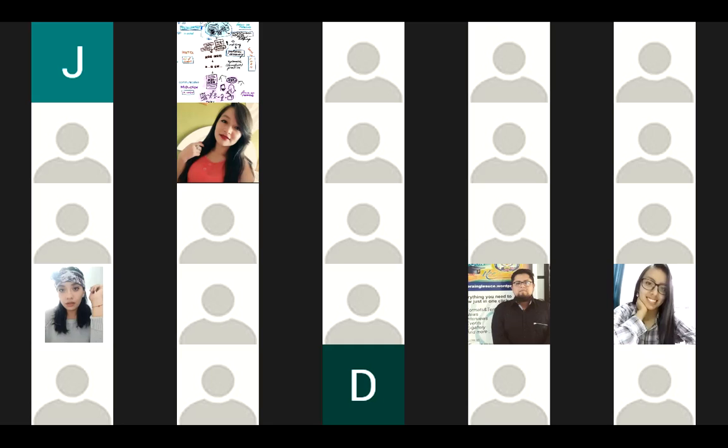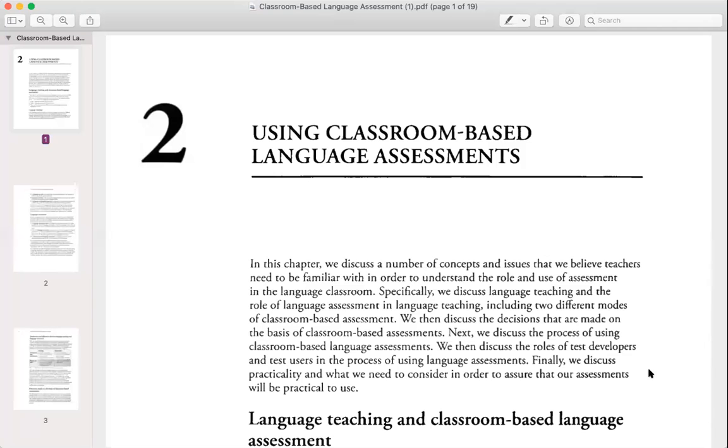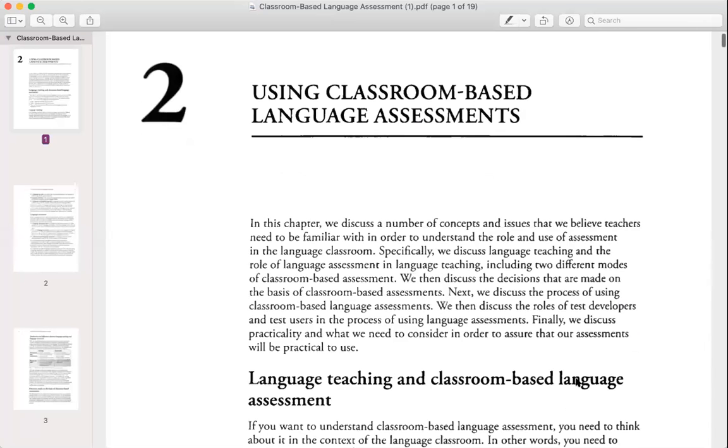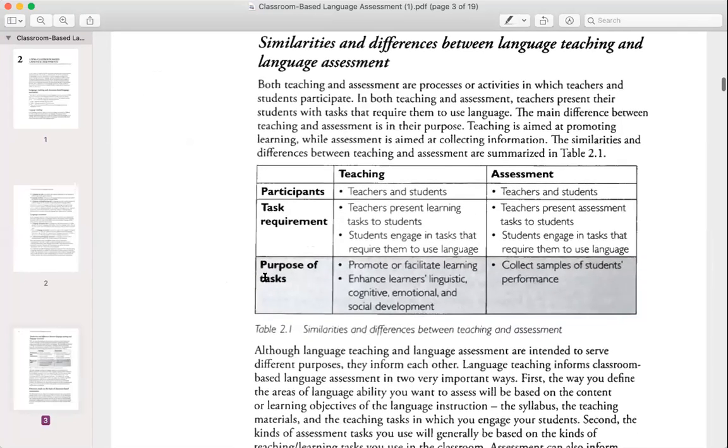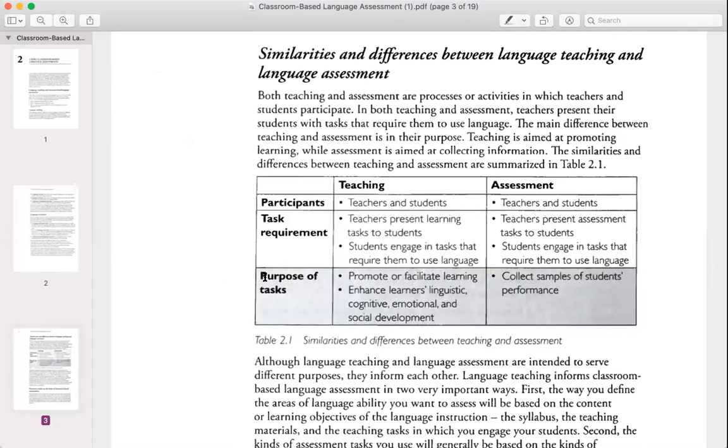So what we are going to see in this document is a chart, where you have teaching and assessment. If you analyze the chart, there are similarities. For example, in both we have the same participants: we have teachers and students in assessment.